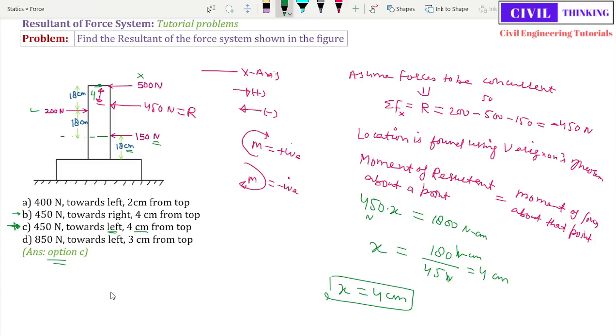So this is how we find the resultant of a parallel force system using the assumption that the forces are concurrent. We find the magnitude of the resultant, right? Then the exact location is found using Varignon's theorem. Okay, so this is how we solve the problem.